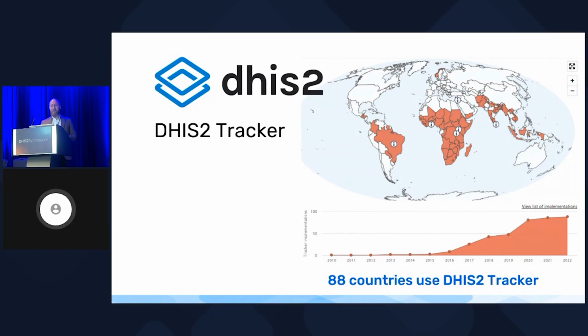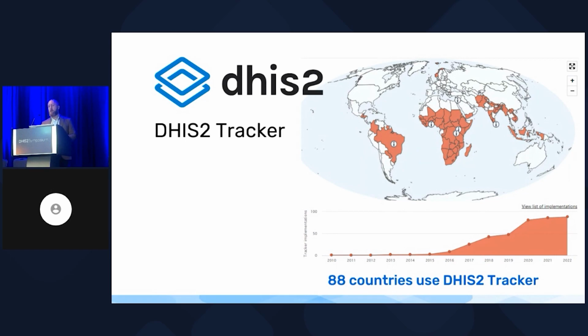Okay, so starting with Tracker. The point I want to make with this slide is that Tracker is no longer a baby product. Tracker is actually deployed in more countries than DHIS2 is being used as an HMIS. Tracker is actually really huge now. There are countries like Sri Lanka that are tracking every single citizen, over 22 million people. Nigeria tracks well over 20 million people in their Tracker database.